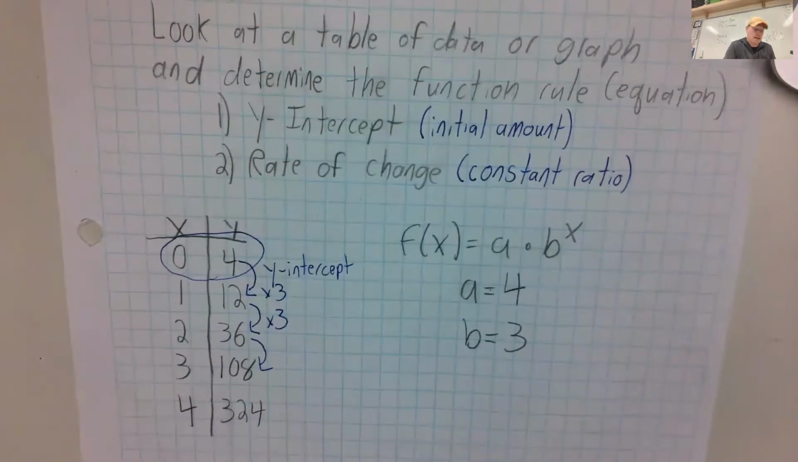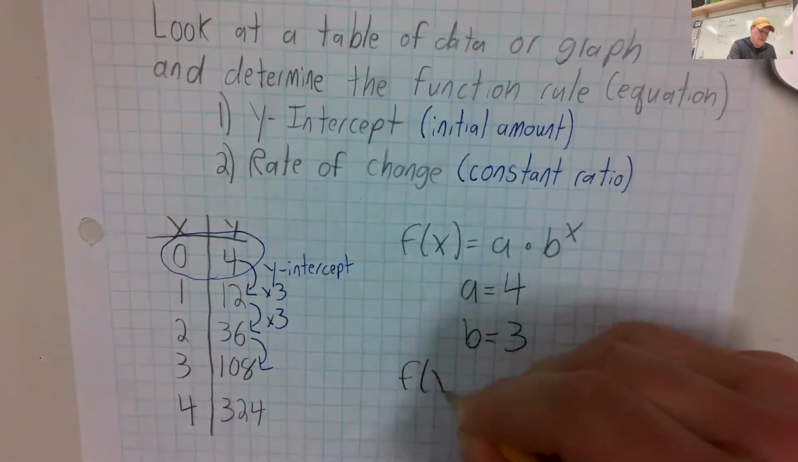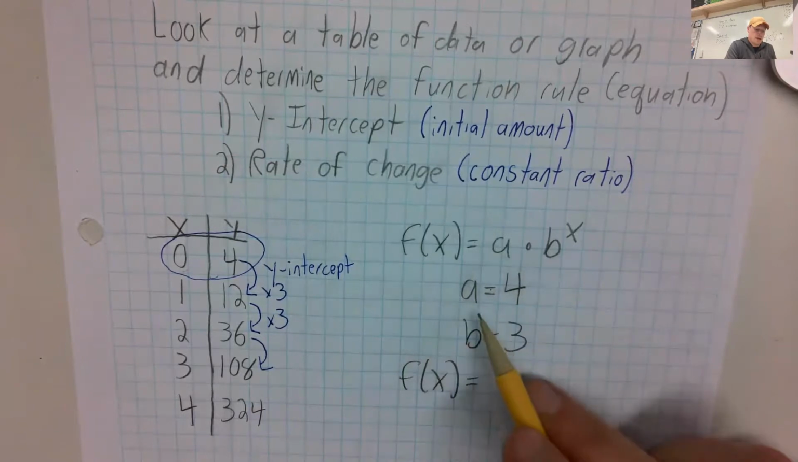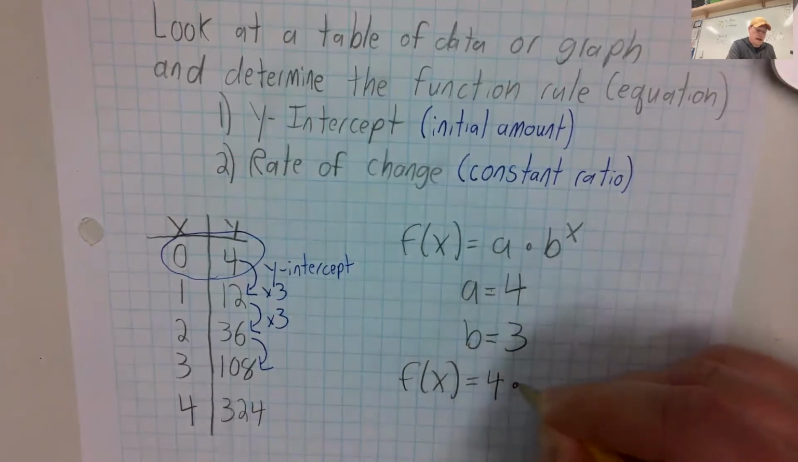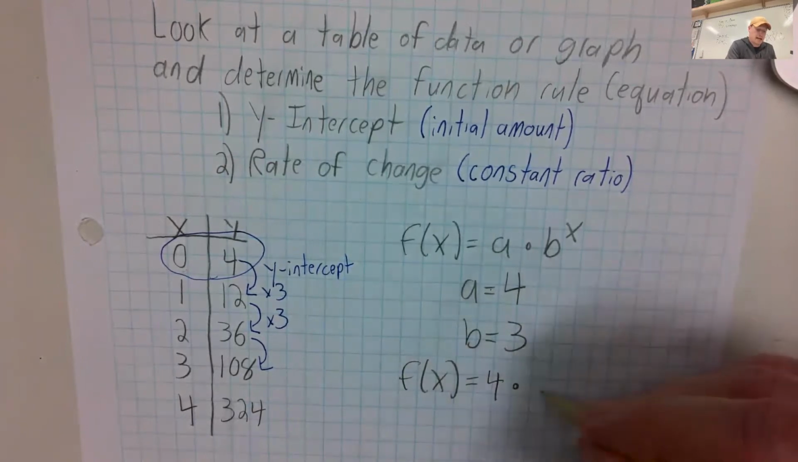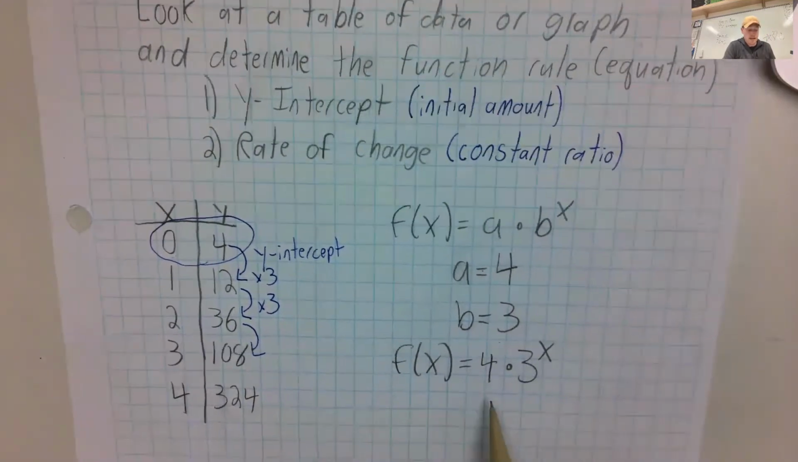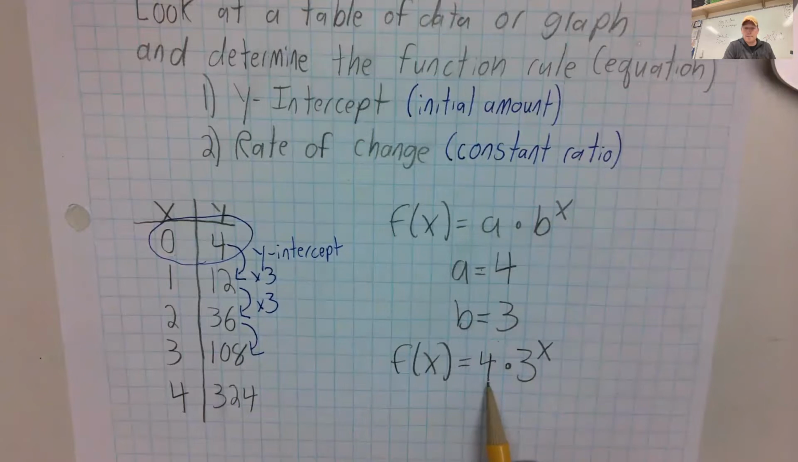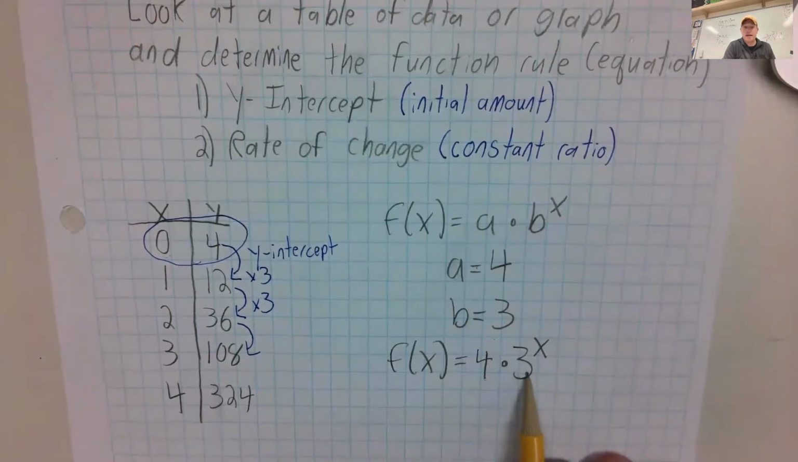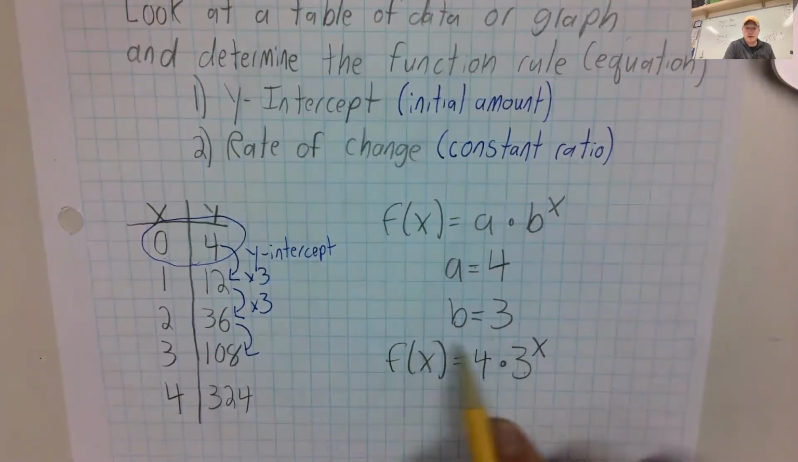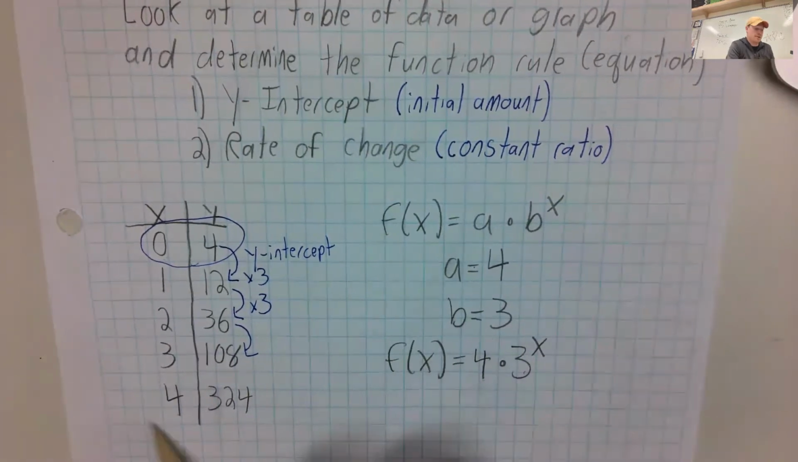We've got everything we need. Let's just fill it in. F of x equals a, which is 4, times b, in this case 3, to the x power. Again, here's my y-intercept, here's my rate of change. This is the formula, this is the equation that represents this table of values here.